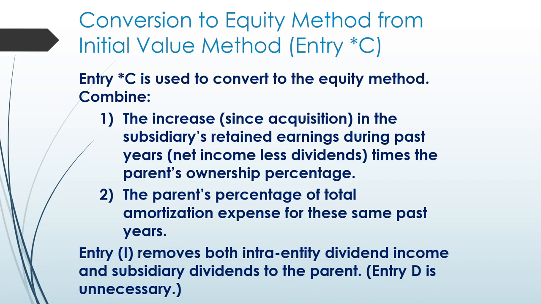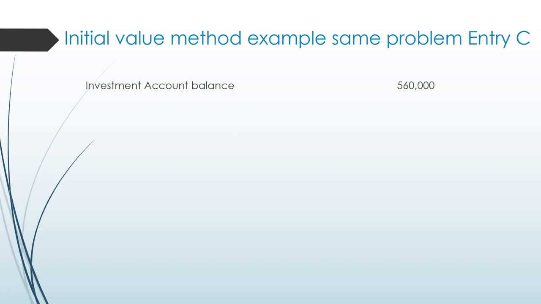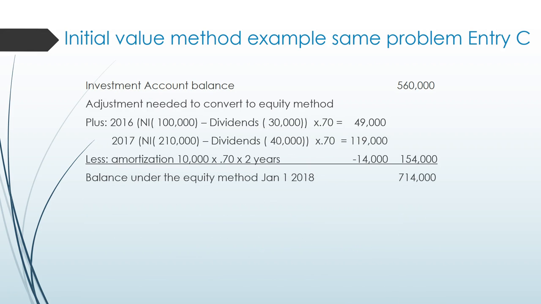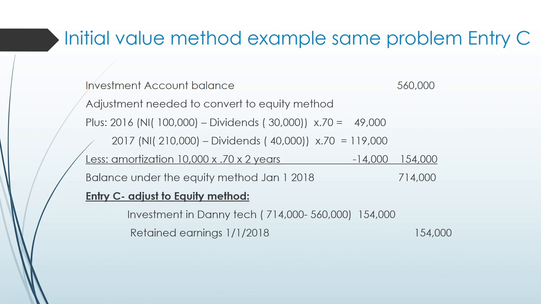Entry I removes both entity dividend income and subsidiary dividends to the parent. Entry D is unnecessary. So we would say our investment balance would have been adjusted for the 2 years of net income minus dividends times 70%, less 70% of the amortization. So our balance at January 1, 2018 would be 714. The balance in our investment account would be 560. So what we have to do is adjust it by 154,000. We need to adjust retained earnings by 154,000.